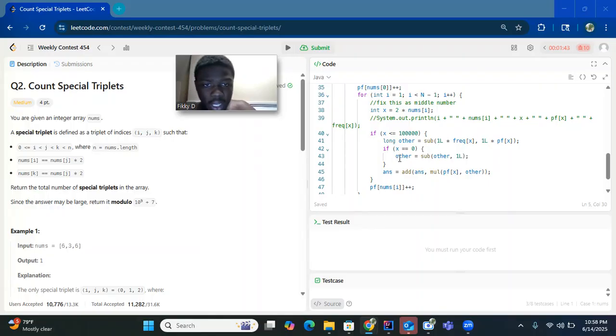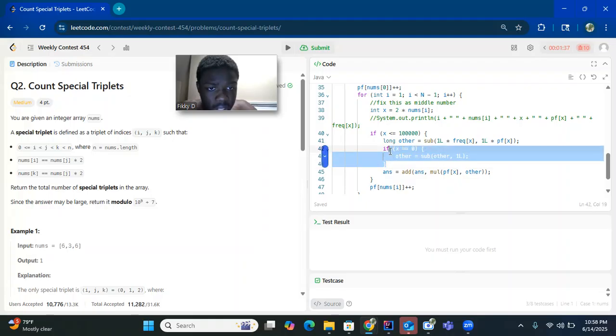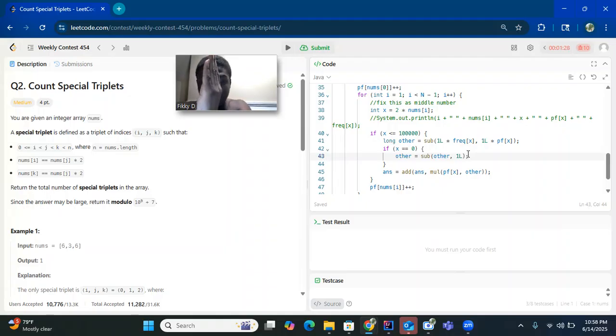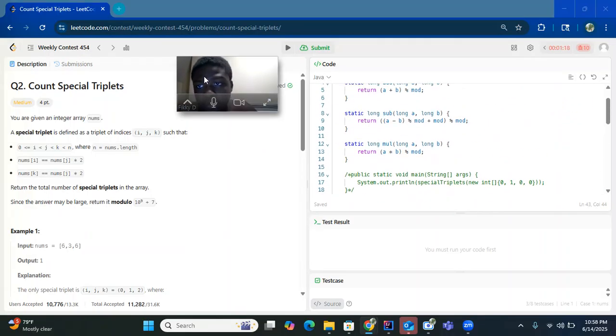But there's one edge case, right? That's just what Leetcode likes to do, edge cases. So in the case of subtraction, if x is equal to 0, when you subtract it, you don't want to count that one, so just subtract 1. For example, if the number I'm fixing is 0, and I'm going to subtract the prefix frequency from the entire thing, I don't want to count zero itself, so I just subtract one. And so that's pretty much it.